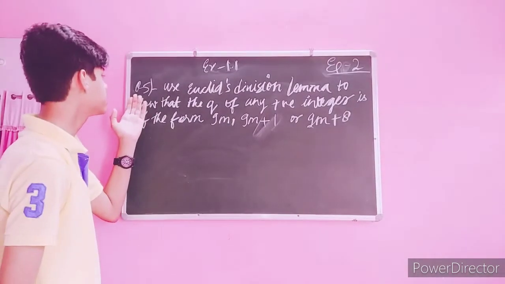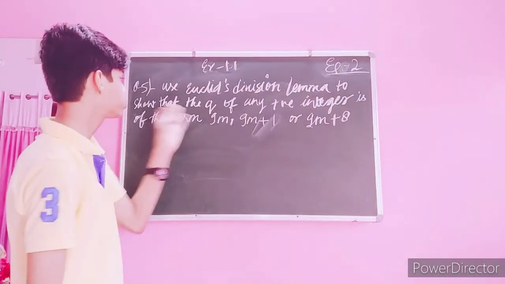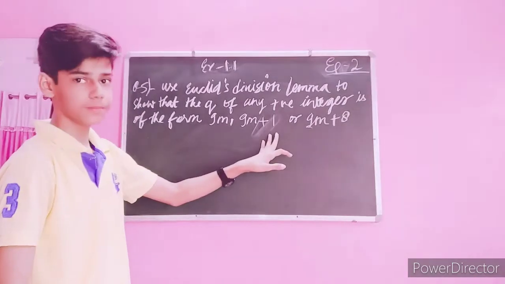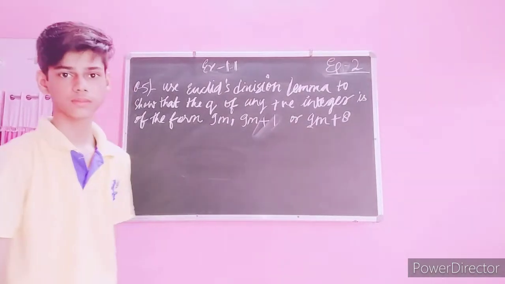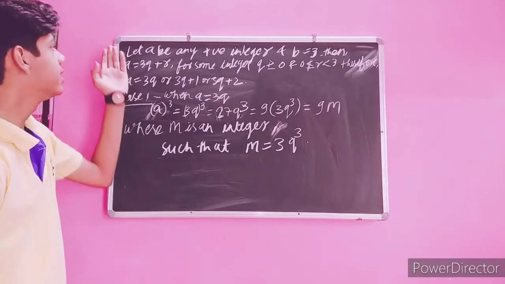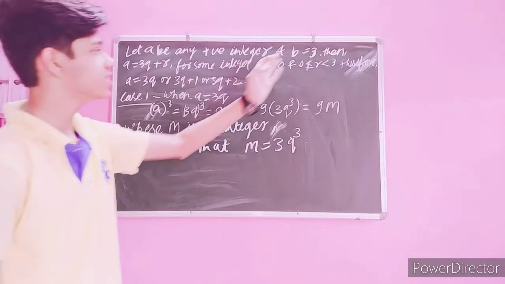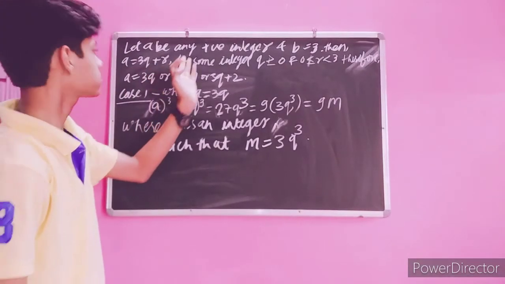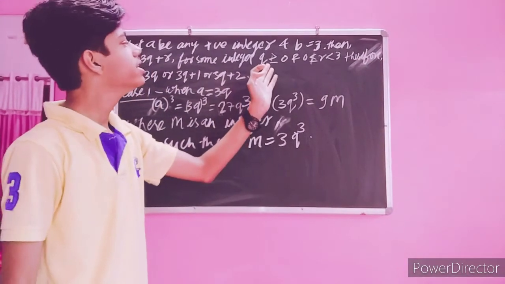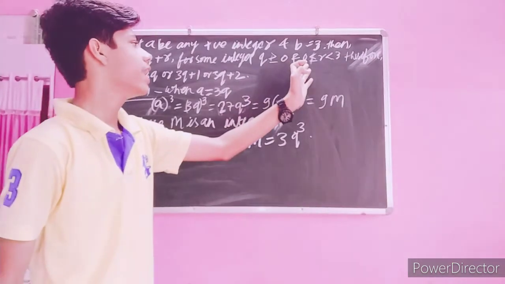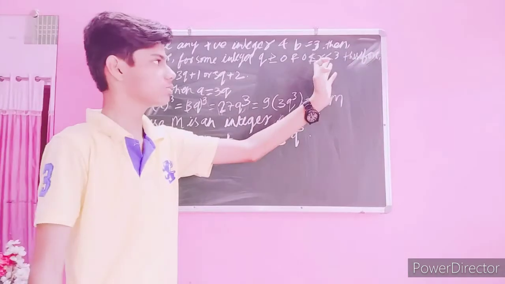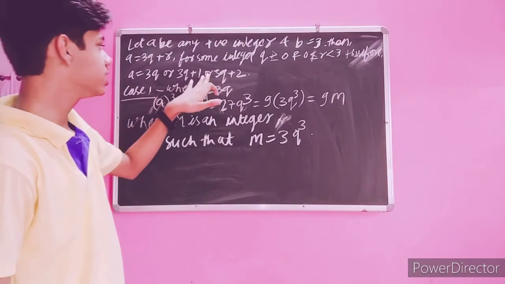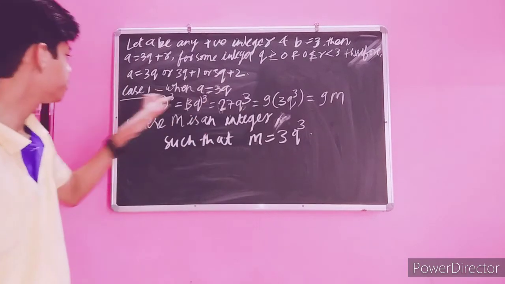So here we have our last question. Use Euclid's division lemma to show that the cube of any positive integer is of the form 9m, 9m plus 1 or 9m plus 8. For the solution, we will write: let a be any positive integer and b is equal to 3. Then a is equal to 3q plus r, for some integer q greater than or equal to 0 and 0 smaller than or equal to r smaller than 3. Therefore, a is equal to 3q or 3q plus 1 or 3q plus 2.